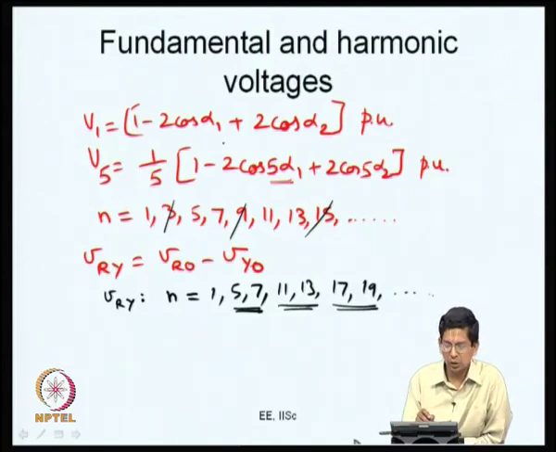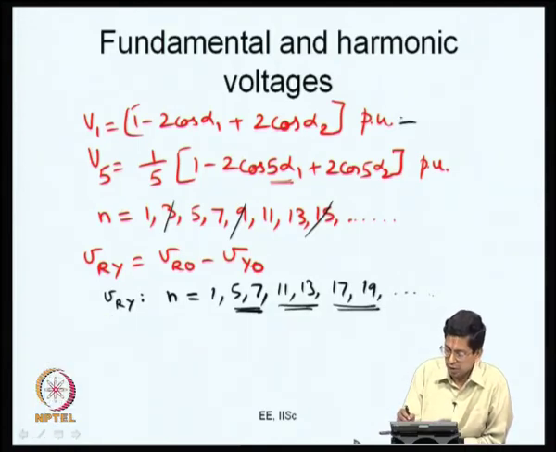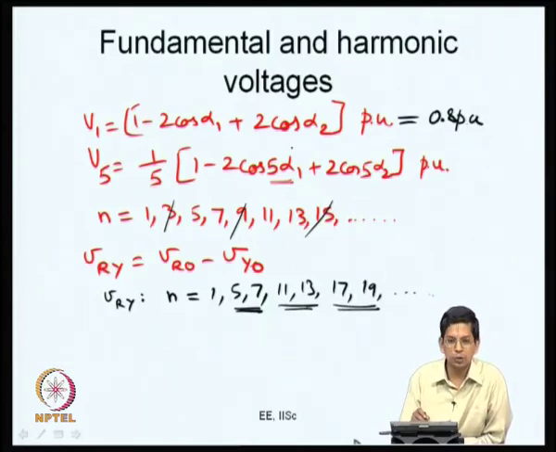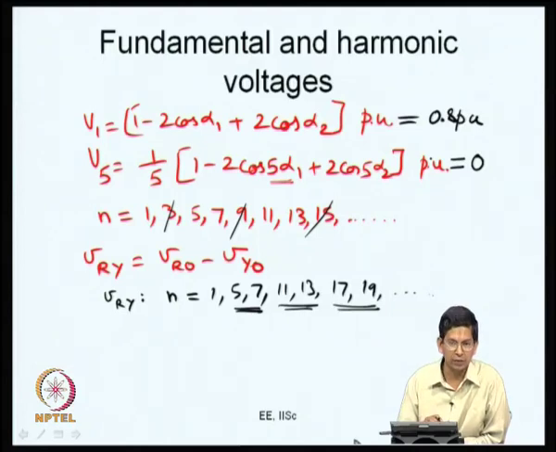So, if you want to say that you can choose your alpha 1 and alpha 2 such that V 1 is equal to, let us say, 0.8 per unit, it is possible for us to choose not just one value, several values are possible of alpha 1 and alpha 2 which will give 0.8 per unit. At the same time you can also make sure that V 5 is equal to 0. So, what you have is two equations and two unknowns alpha 1 and alpha 2, you can solve these equations. Of course, these are transcendental equations, you may not be able to solve them straight away. It might be better to use numerical iterative procedures to solve these, but you can solve them.